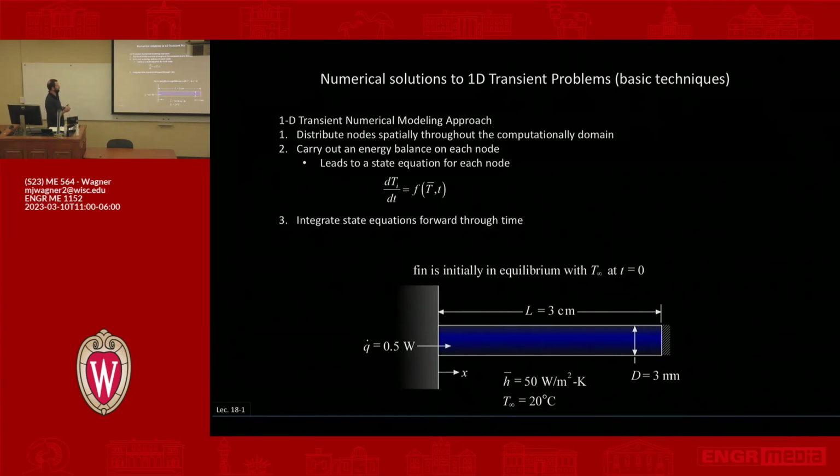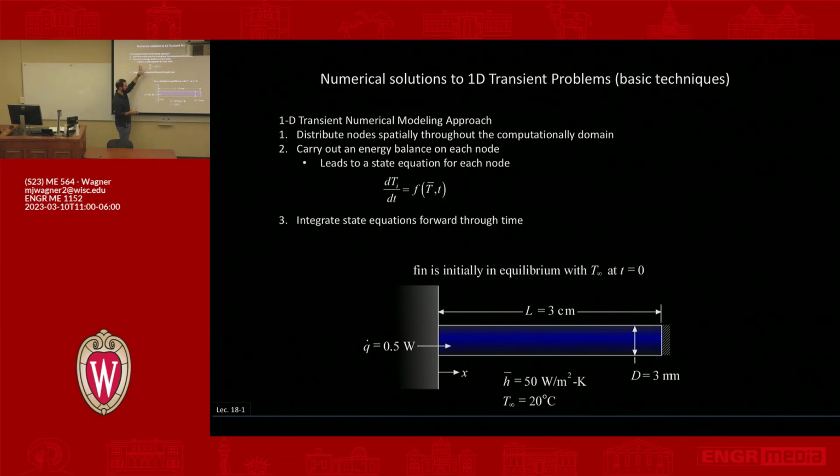First, we're going to distribute nodes spatially throughout the computational domain. Let's say this is a 1D problem, so let's call that X. So we're setting up a mesh of X positions at which we're going to place nodes and do evaluation. We carry out an energy balance on each node, and then that's going to lead us to a state equation.